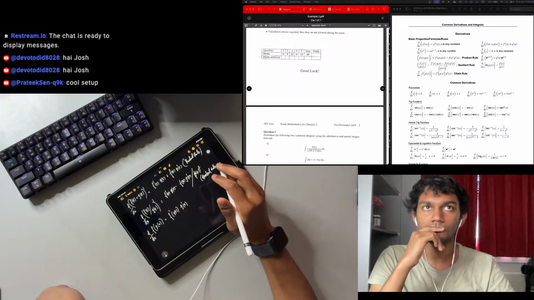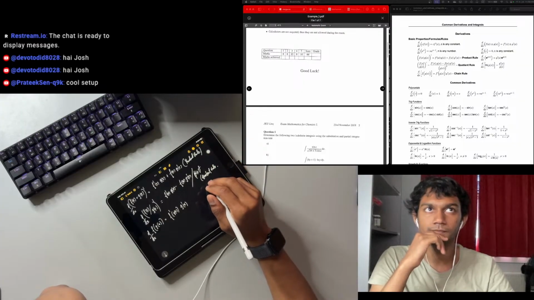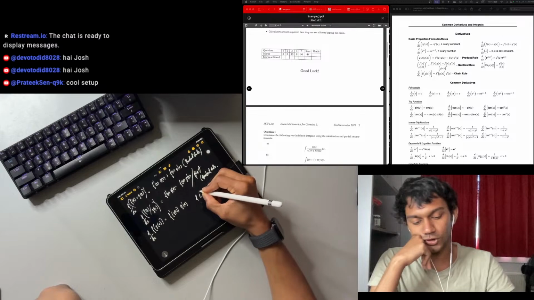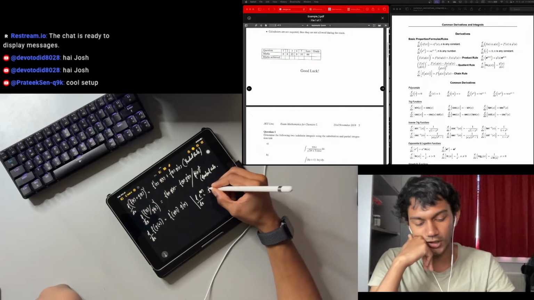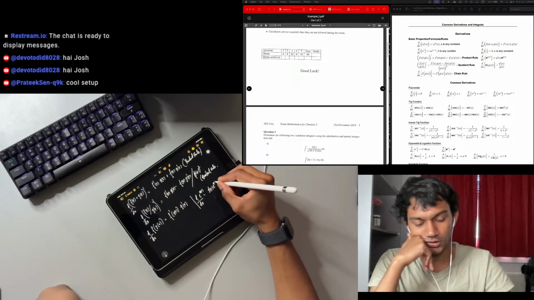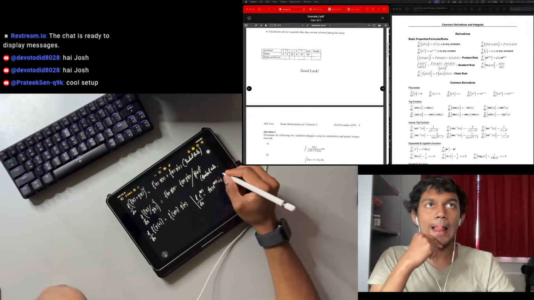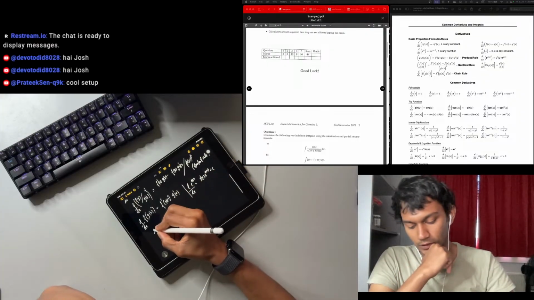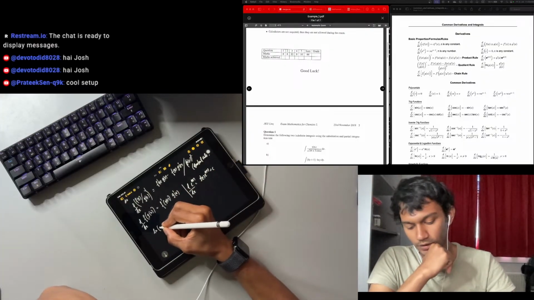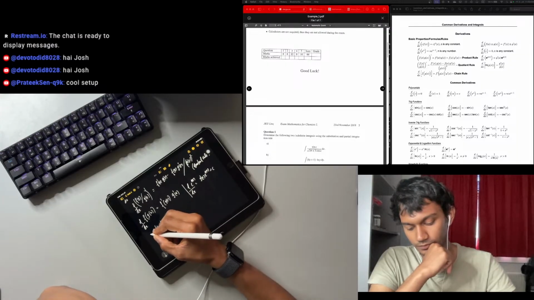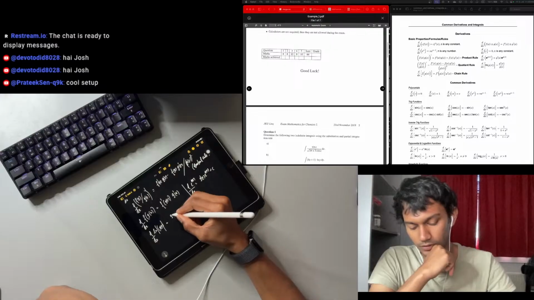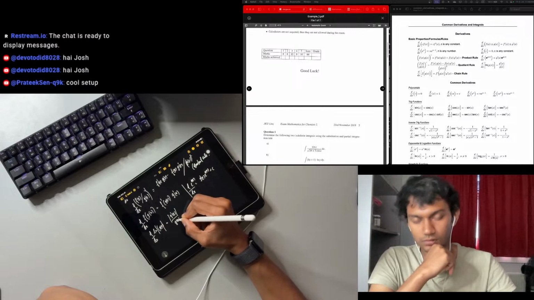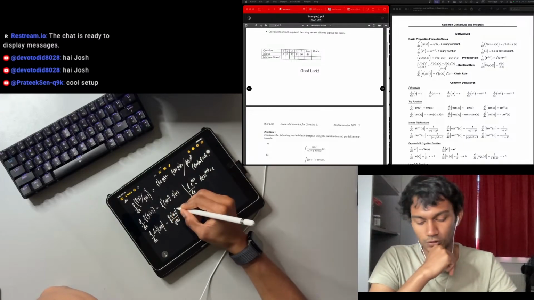What else? Then we got d of e raised to g of x. Derivative of e raised to g of x equals g dash of x e raised to g of x. Yep. Now natural log of g of x. What am I gonna get? It's the derivative of the function divided by the function. It's not an absolute value, no.